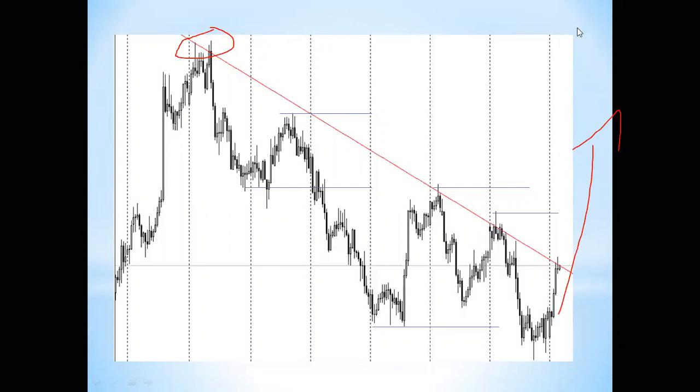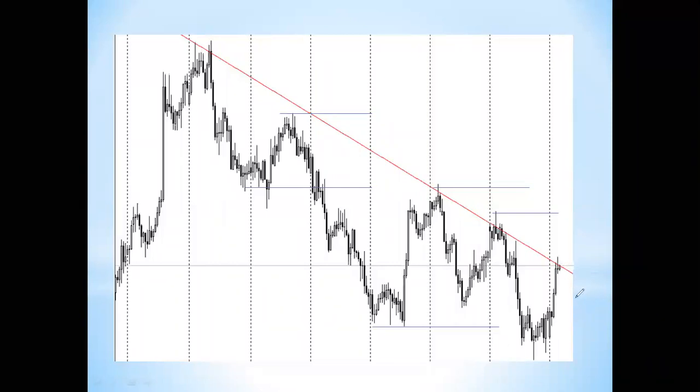Now the interesting thing is, as long as there are people taking the long position, providing the liquidity to the upside, institutional buyers and sellers will actually just keep pushing the market to the downside.